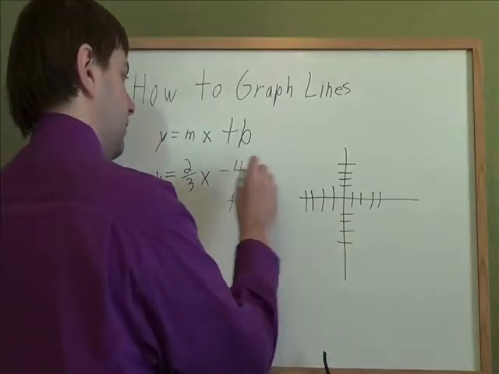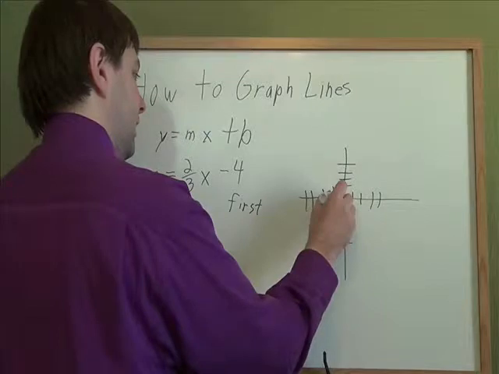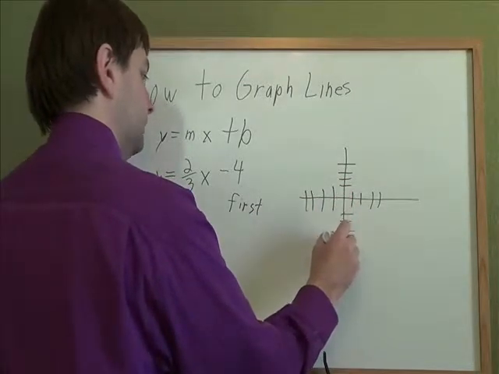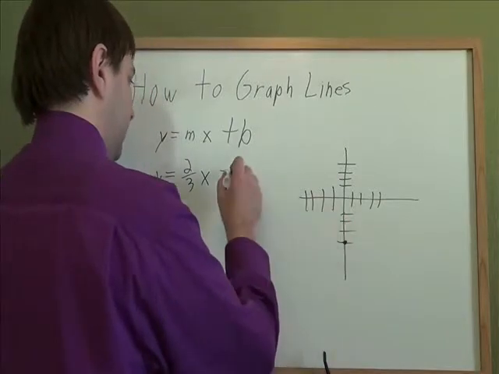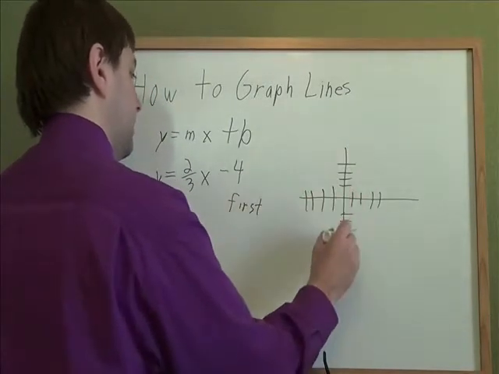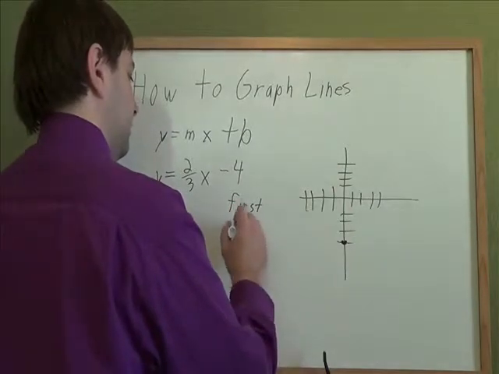And if that's a -4, we just need to go down 4 from the very middle. So from the origin, we go down 1, 2, 3, 4. If it was a positive, we would have gone up. You never go to the side here. You always go up or down for that very first point.